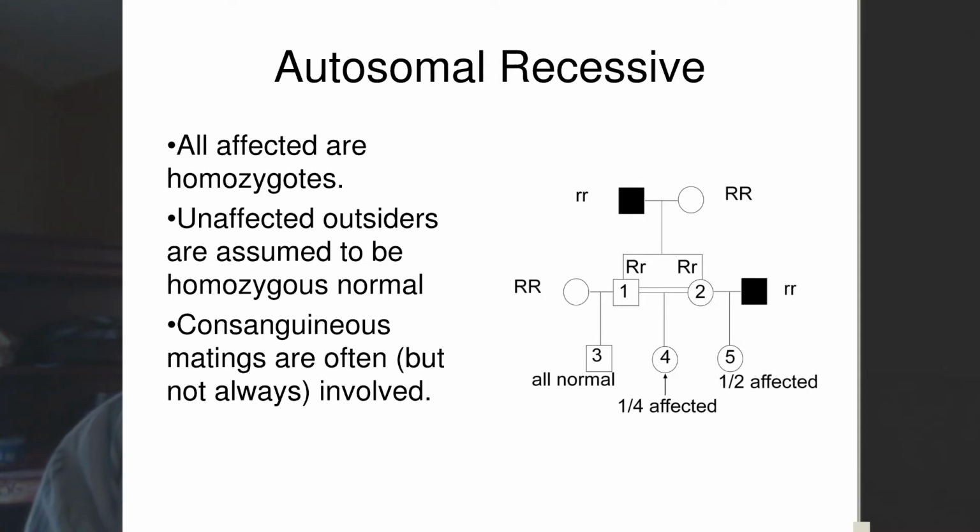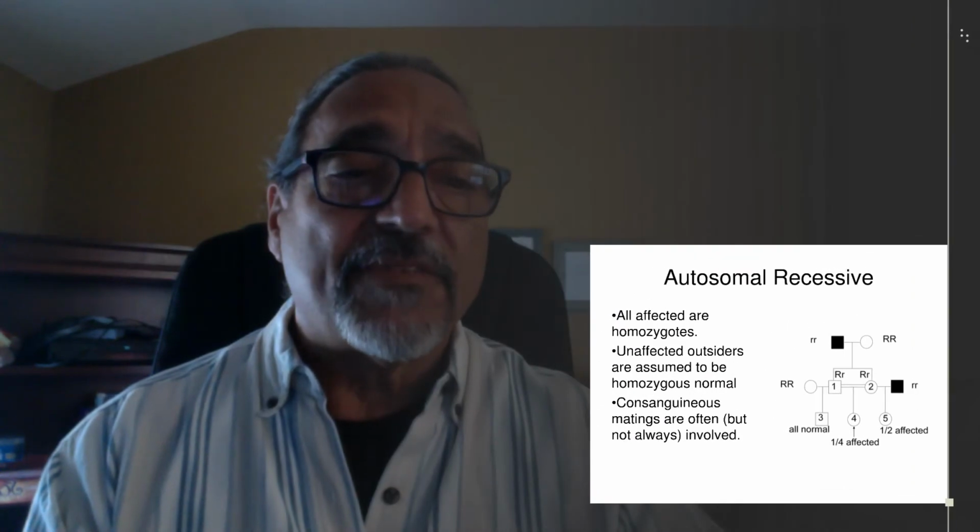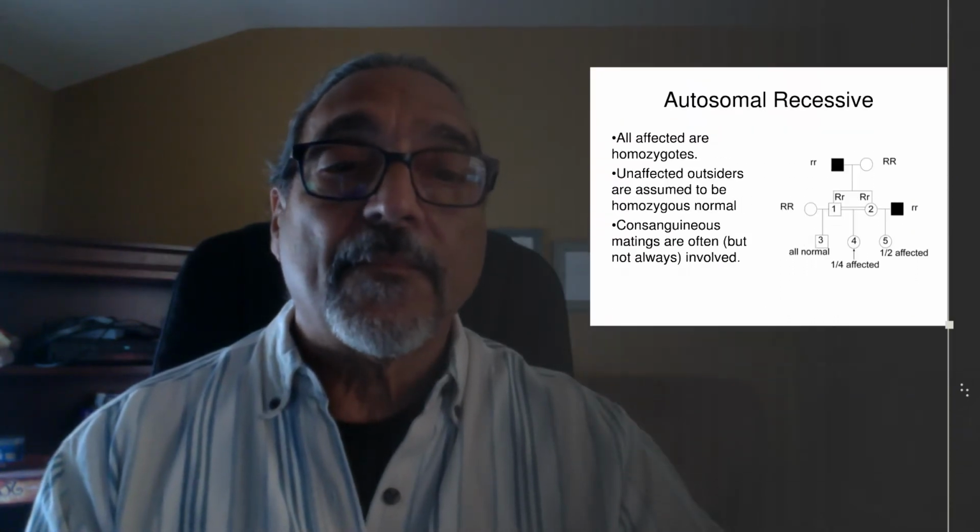In this case, unaffected outsiders are assumed to be homozygous normal, and consanguineous matings are really typical and easy to see in recessive pedigrees. Not always, but very, very often.